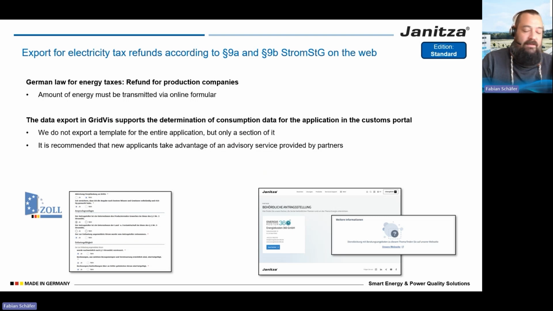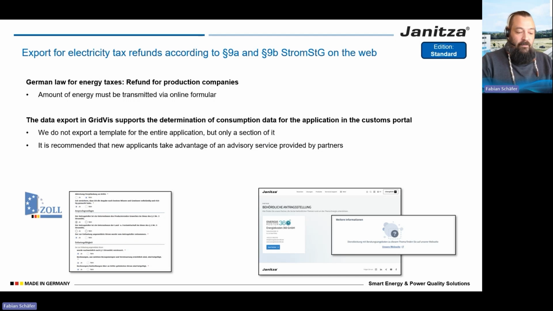The new functionality is a very special part for German law. It's a law where you, as a company of production, can get back an amount of money which you spend on the electricity consumption from the electric grid.